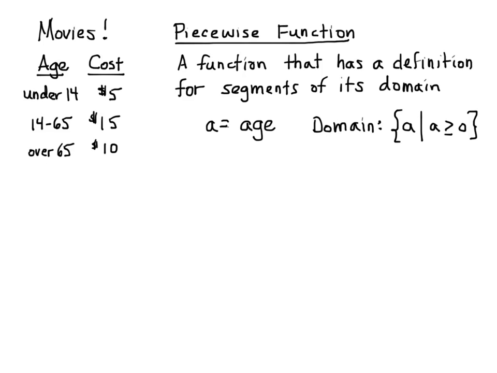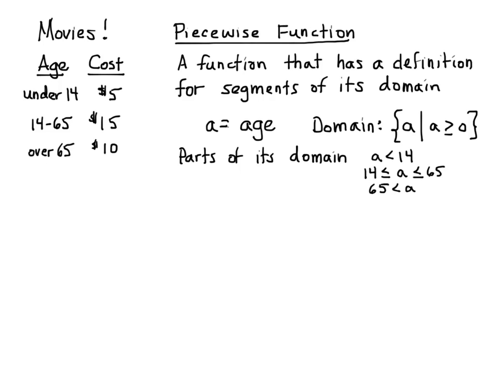A is my age. My domain is A such that A is greater than or equal to 0. That's just because people aren't negative years. So that's my total domain. But I have segments of the domain, divided at 14 and 65. So I just write those like this. That's the expected notation, right, to indicate what pieces of the domain they would be.